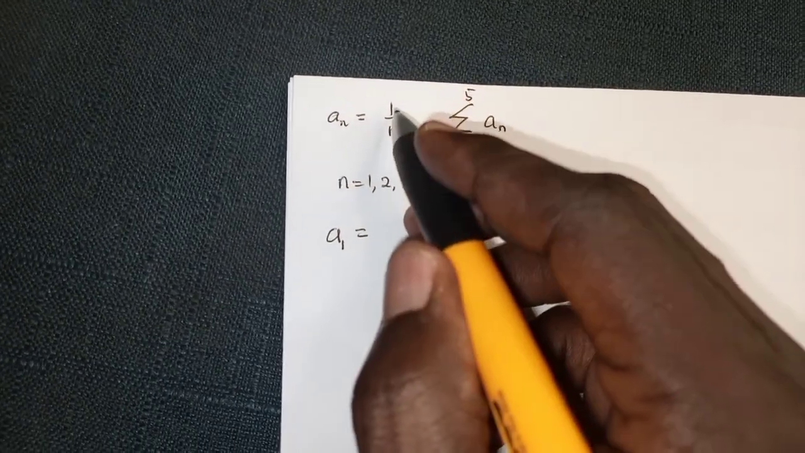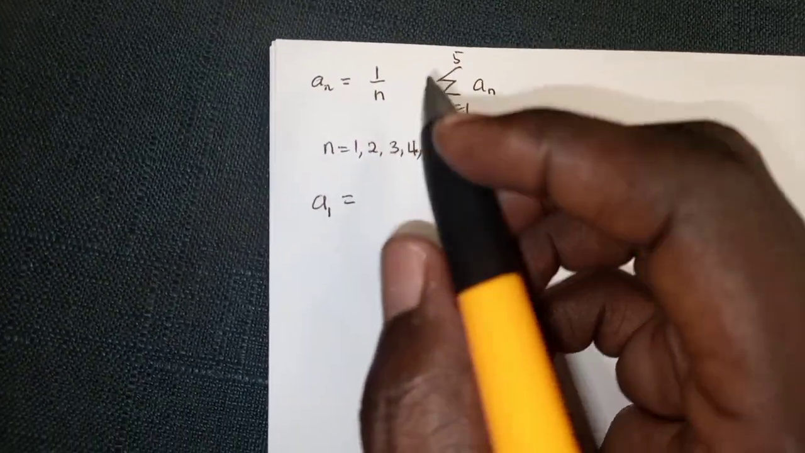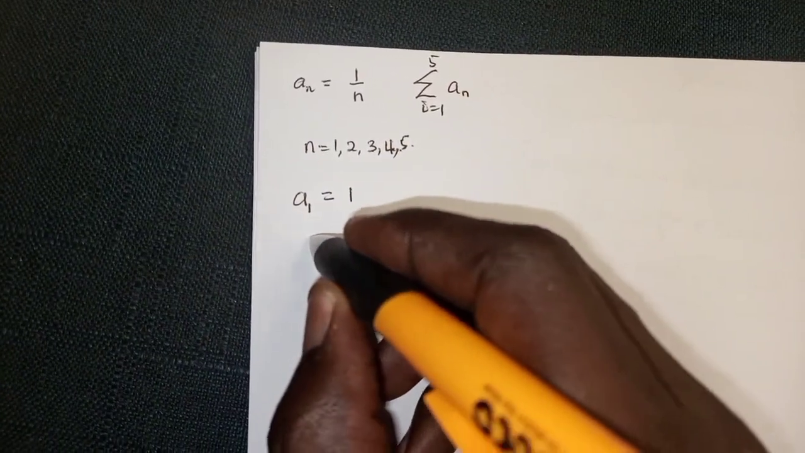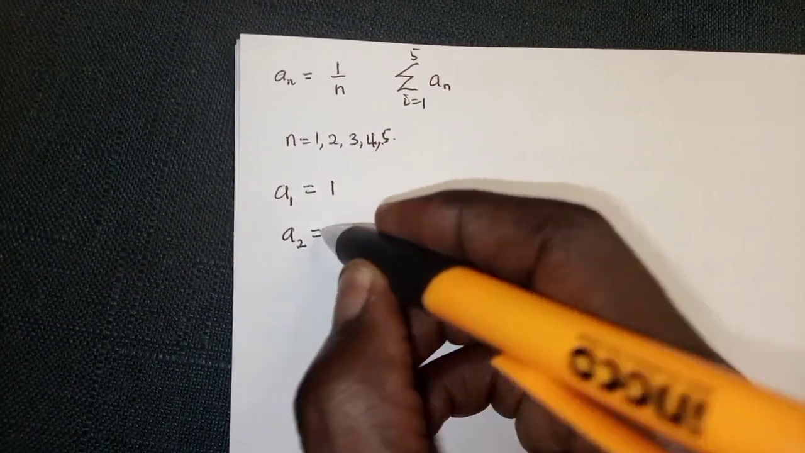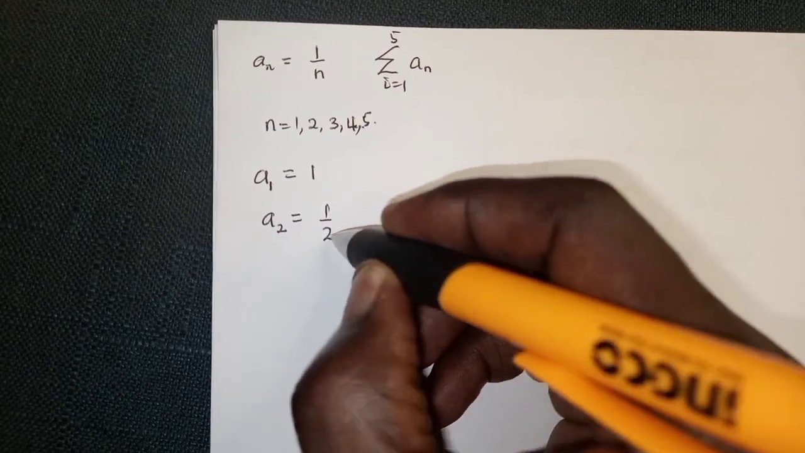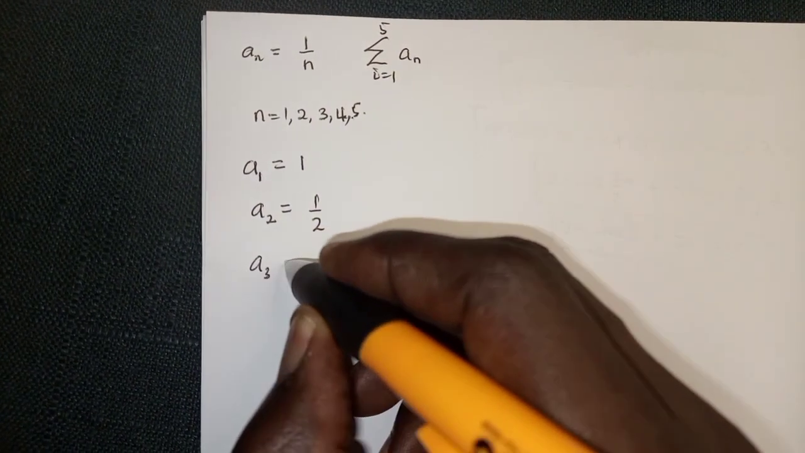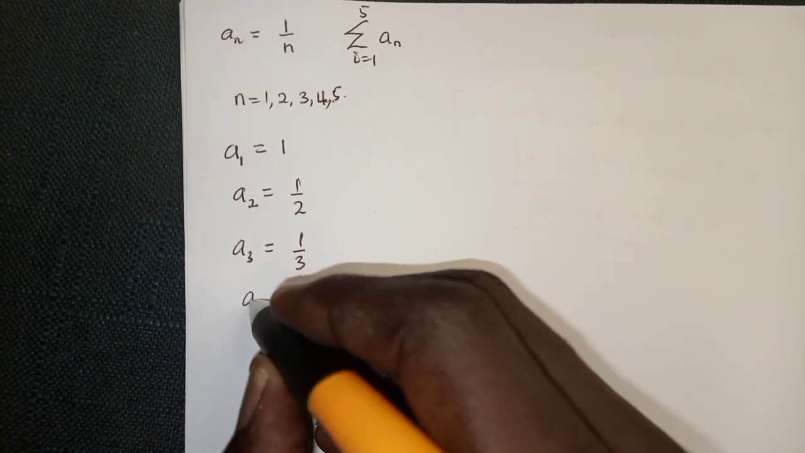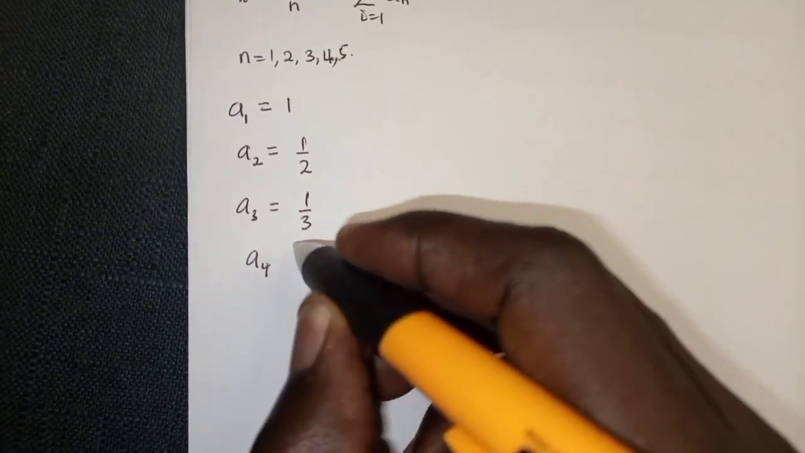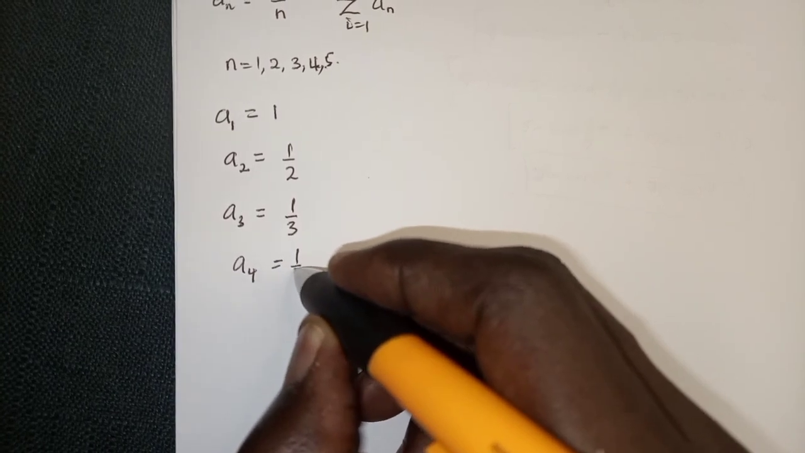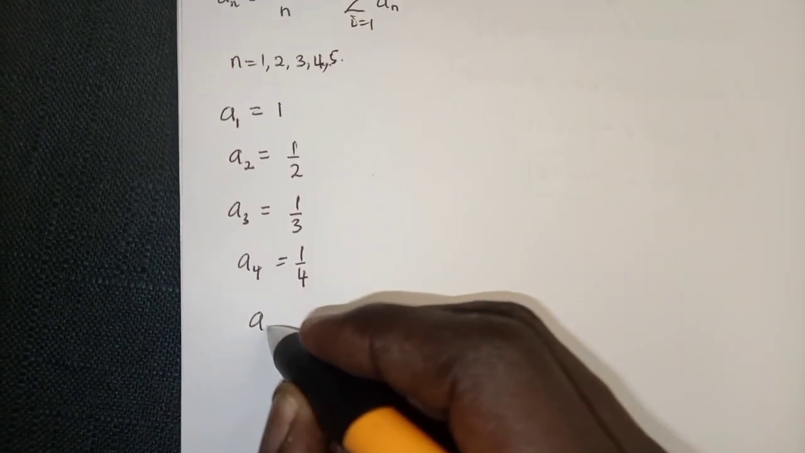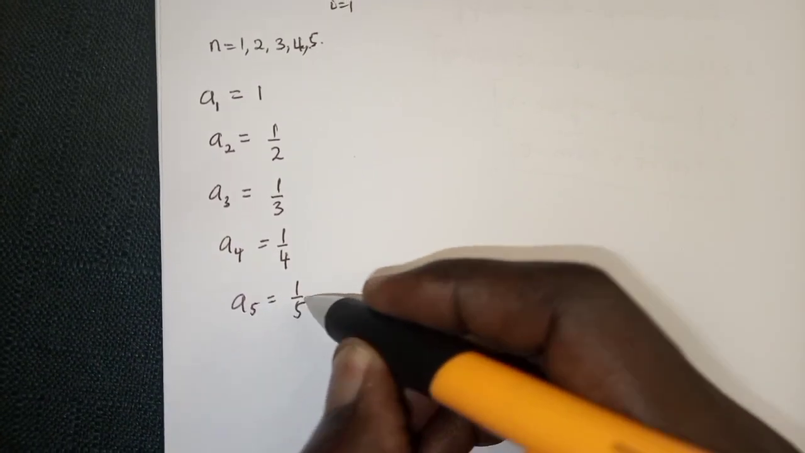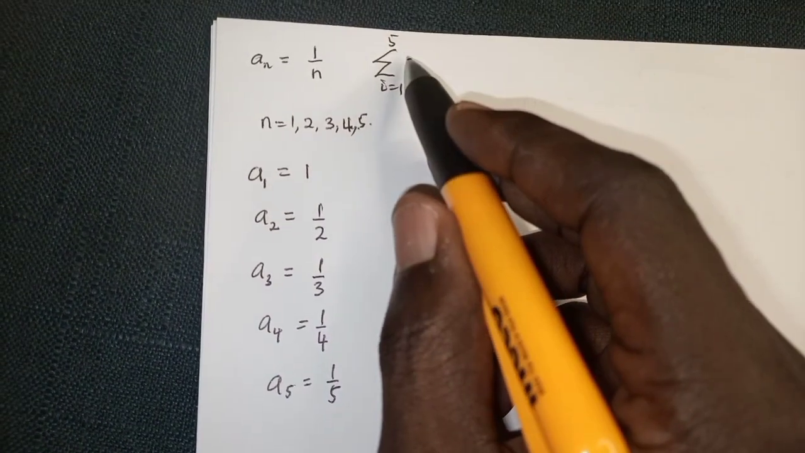equal to 1 on 1, which will be 1. The same thing with the 2, a subscript 2, which will be 1 on 2. A sub 3, 1 on 3. A sub 4, 1 on 4. A sub 5, 1 on 5. Then you do the summation.